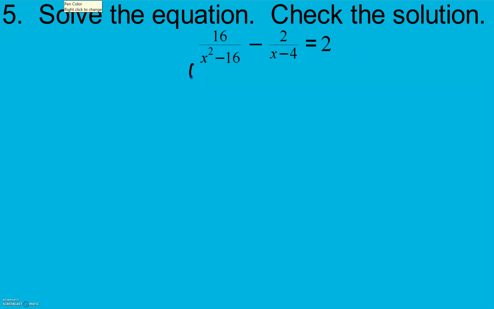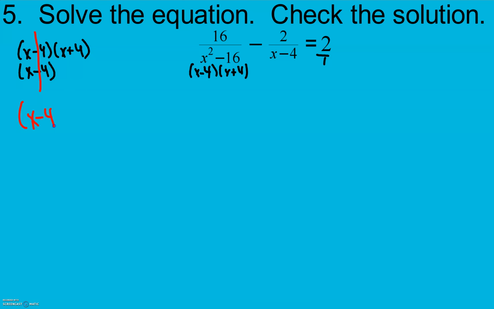So I'm going to go ahead and factor. This is a difference of squares. Multiply to 16, subtract to 0 gives me x minus 4, x plus 4. Difference of squares. So my denominators right now, I have x minus 4, x plus 4. I have just x minus 4. And then my 2 is over 1. Whole numbers are always over 1 in fraction form. So my common denominator then, each column here, gives me x minus 4, x plus 4.